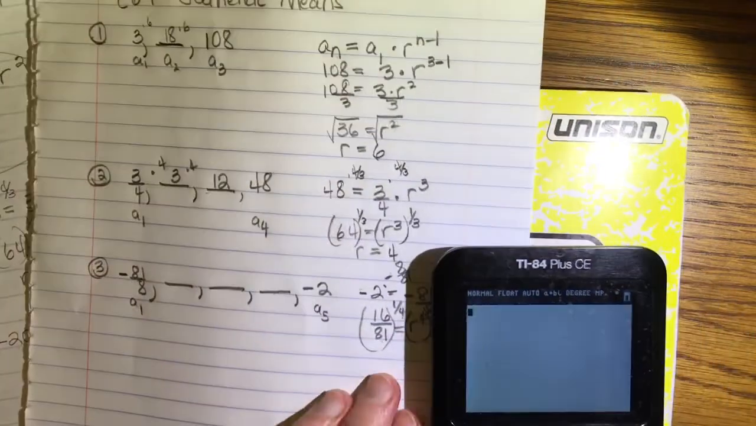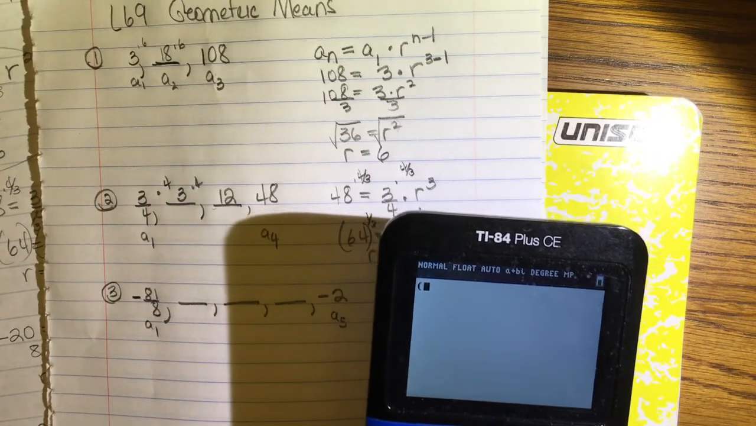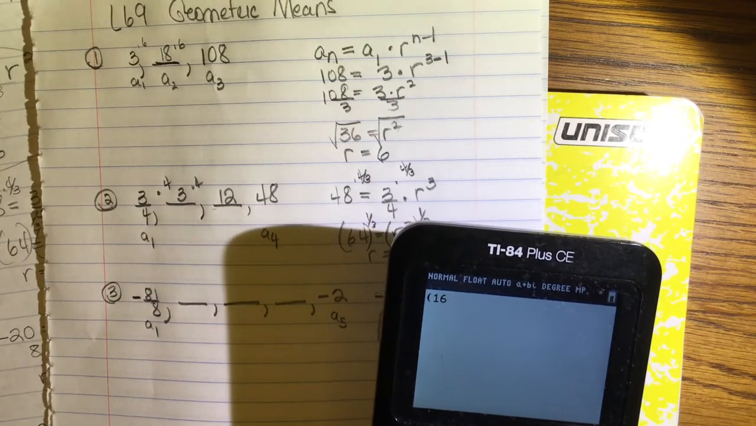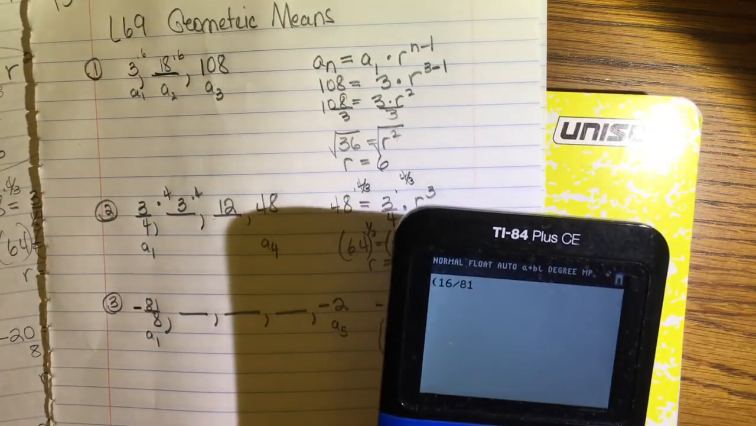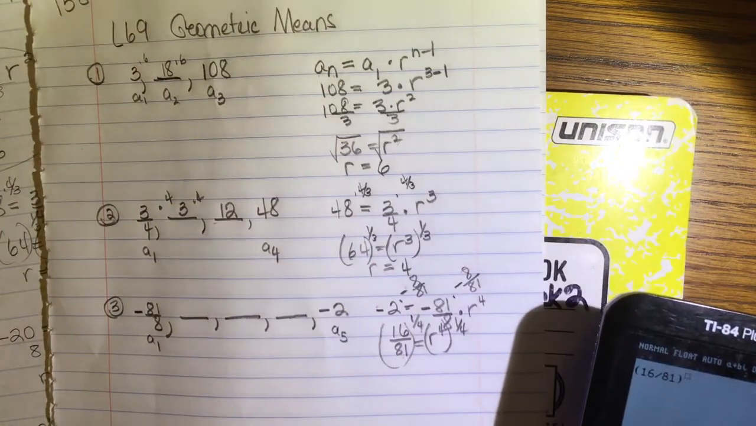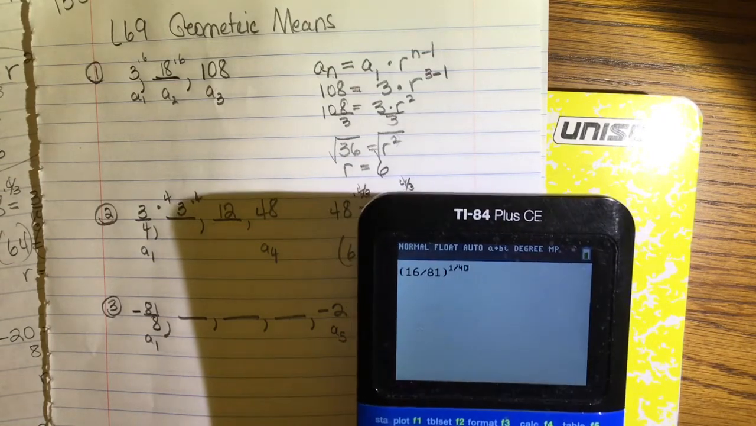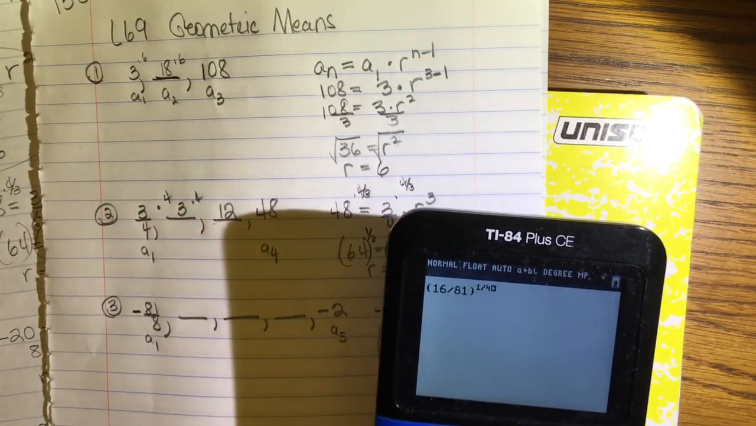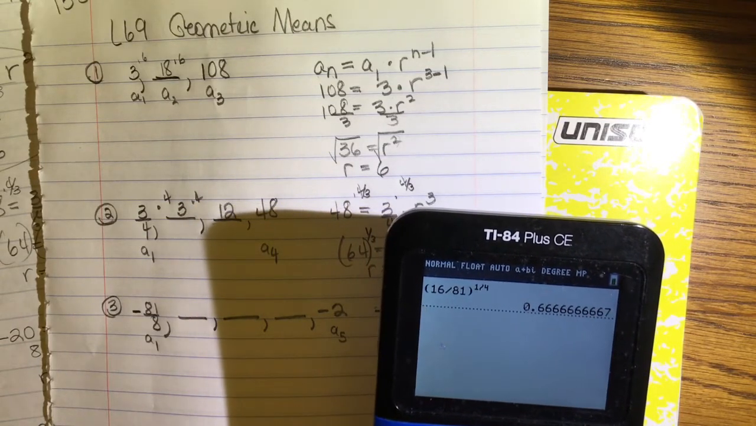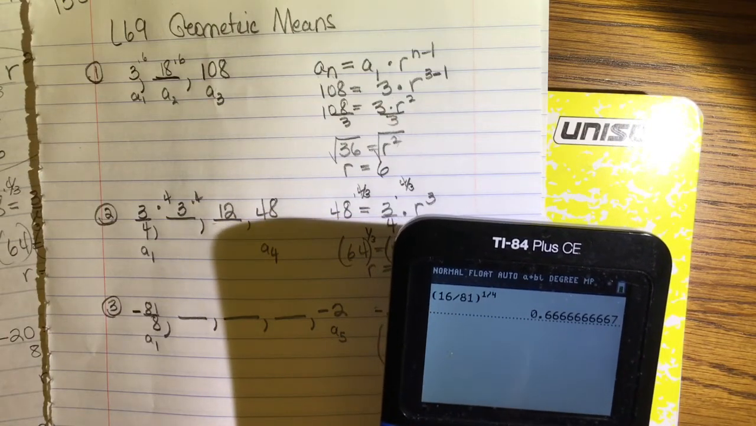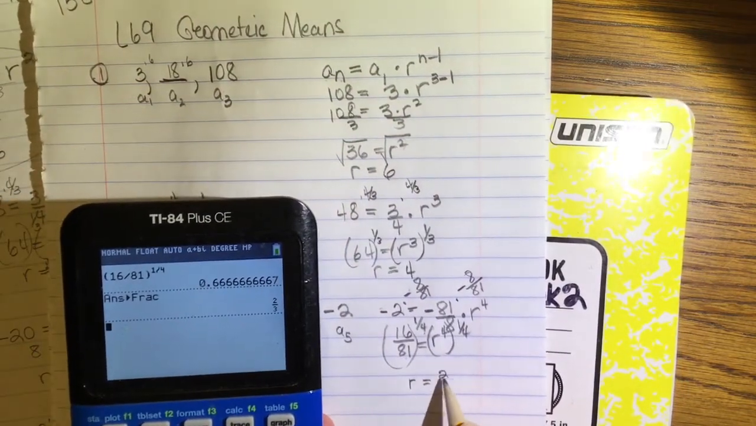It can be a little time consuming, but if I type what I have, I'll take parentheses 16, yeah, I'll go ahead and do it this way, divided by 81. Let's raise that to the 1/4. Notice I didn't use the fraction key. I just wrote it as a fraction with the sideways bar. And I ended up getting a repeating decimal. So let's see what that is. And you should probably know that one anyway. Math frac is 2/3. So my r is 2/3.